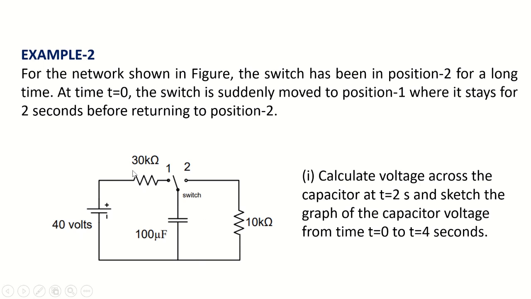Please note it down. While charging, this is the path, and the time constant is R times C, that is 30 kilo ohm into 100 microfarad. For discharging, the switch is in position 2 and the discharge time constant is 100 microfarad times 10 kilo ohm, because the discharge resistor value is 10 kilo ohm. So he is asking to calculate the voltage across the capacitor at t equal to 2 seconds, and to sketch the graph using PSPICE.